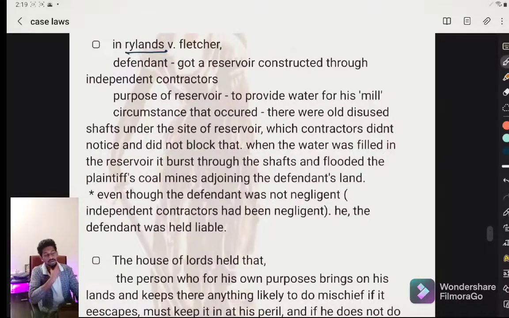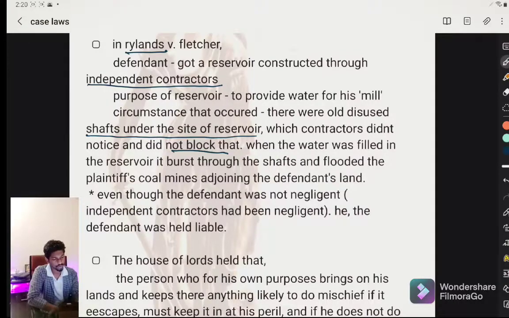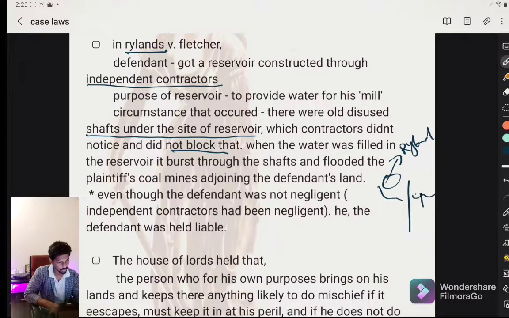the defendant, got a reservoir constructed through independent contractors. The purpose of the reservoir is to store a huge amount of water, and there wasn't any confirmation with the neighbor or anything else. He took this decision on his own. There was an old unused shaft under the site of the reservoir, which the contractors didn't notice or negligently didn't block. So when the water filled the reservoir, it burst through the shaft and flooded through, let's suppose this is the land of Rylands, and this is the land of Fletcher.